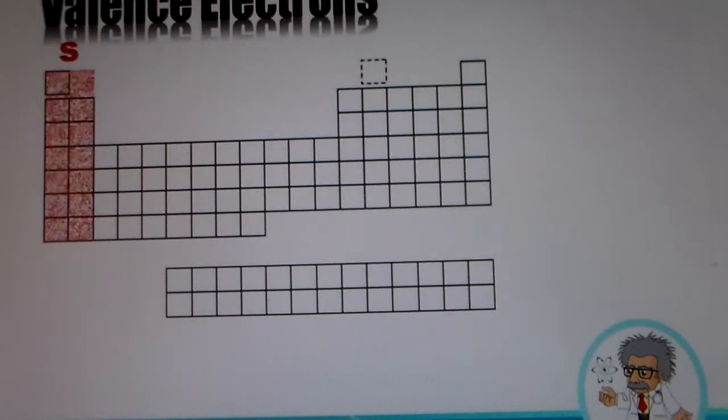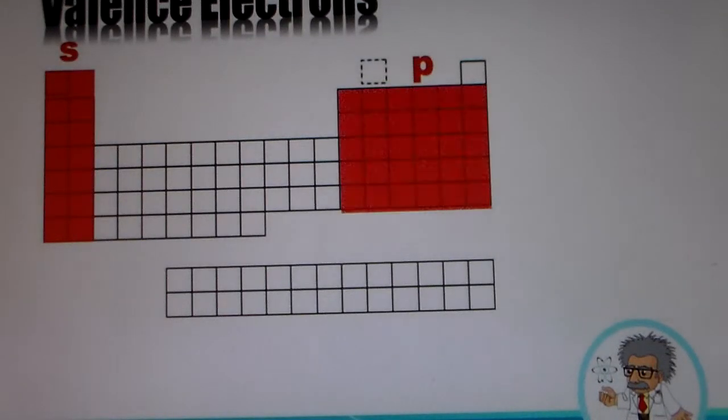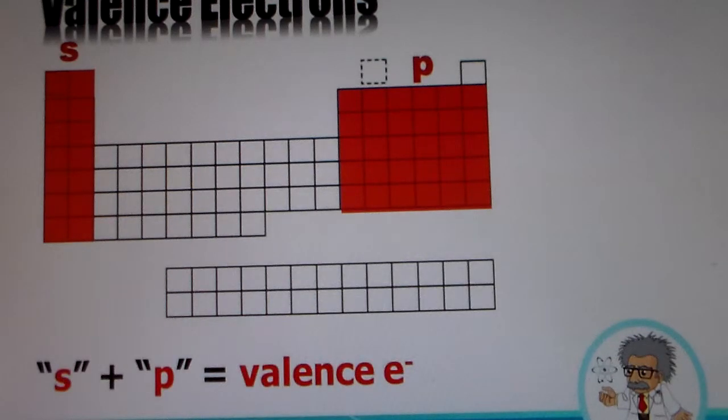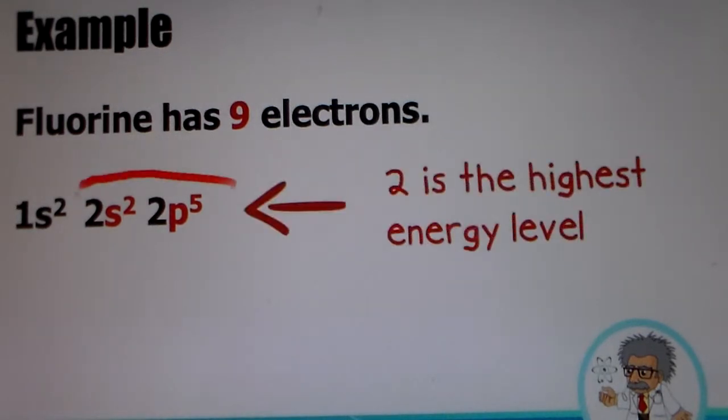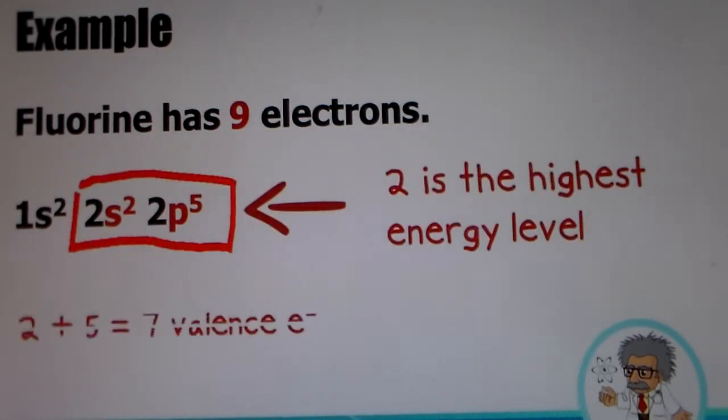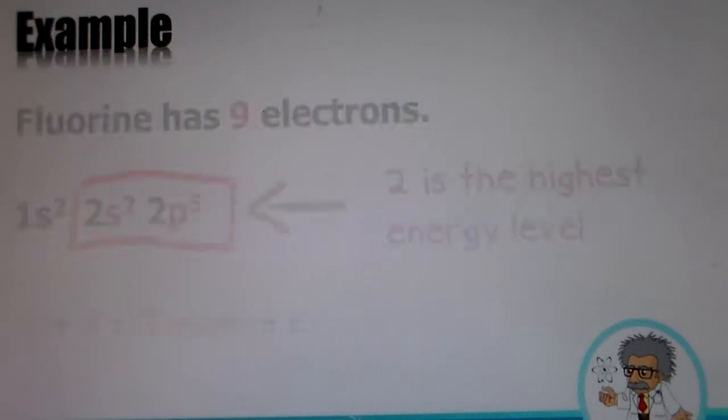Valence electrons, S and P's. Look at the red, that shows us what we're looking at, and S plus the P's equals valence electrons. An example of this would be fluorine, which has 9 electrons. So 1s2, 2s2, and 2p5. We'll go over that tomorrow. The second energy level is the highest energy level, and 2 plus 5 is 7. So we have 7 valence electrons.